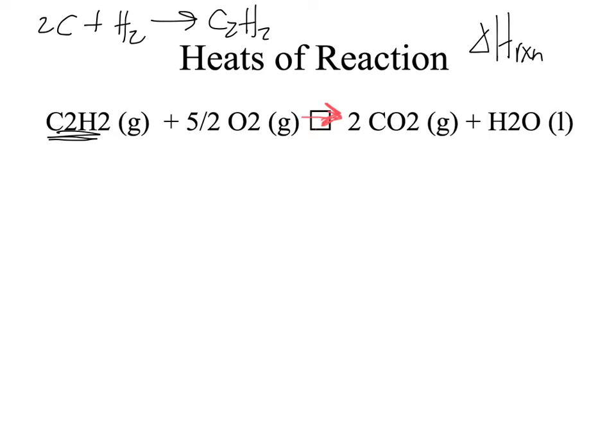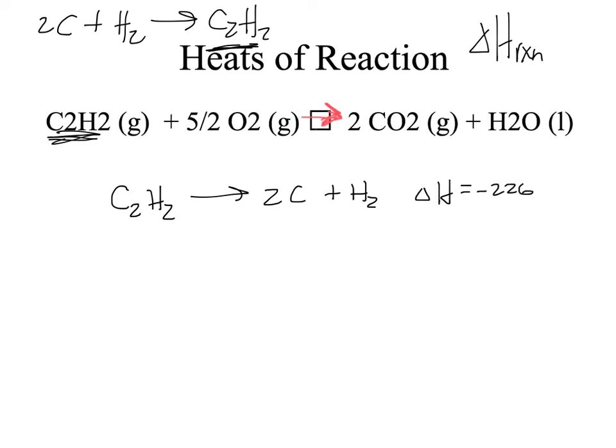But here, you see how this is on the product side? Here we have it on the reactant side. We're going to have to flip it. So I'm going to write that here so it ends up on the reactant side when we add everything together. We have 2C plus H2. And since I flipped it, the energy stays the same, but the sign changes. So negative 226.73, and I think it's kilojoules on the table.